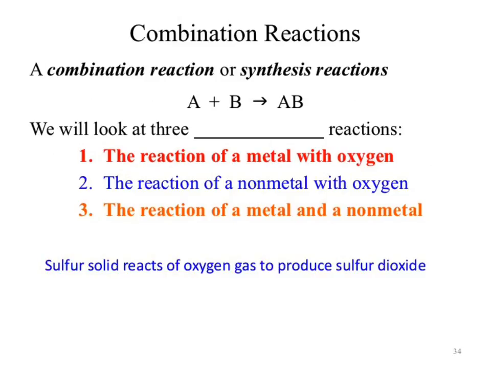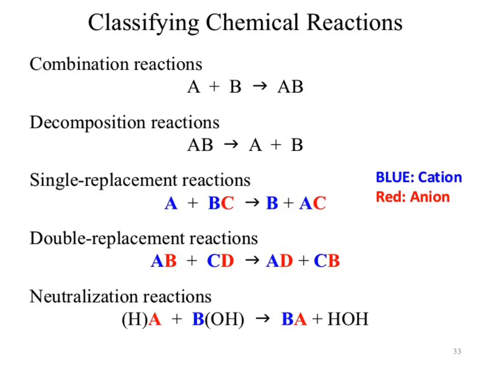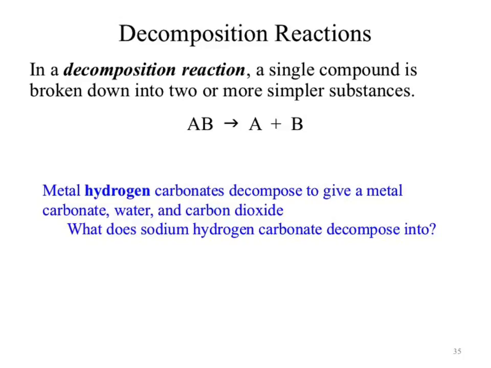Okay. And our balancing rules. So let's go back to our balancing rules. Let's point this out. This is a fun little thing. Predict the products. Did we predict the products? Yeah. Rule two: balance formulas to ensure all species are neutral. Then you can balance the equation. Did we do step two? No. What were you suggesting, Tanner? Sodium hydrogen carbonate, we actually did go through and balance. We started that out. I set you up with a start on that. But then you're right. I just wrote out sodium with our carbonate.